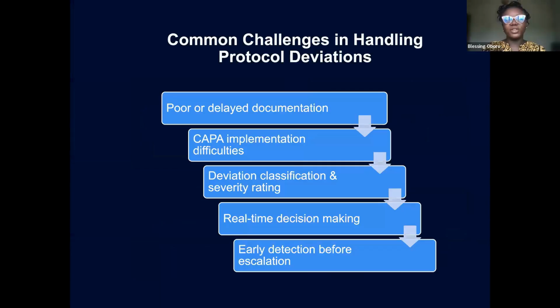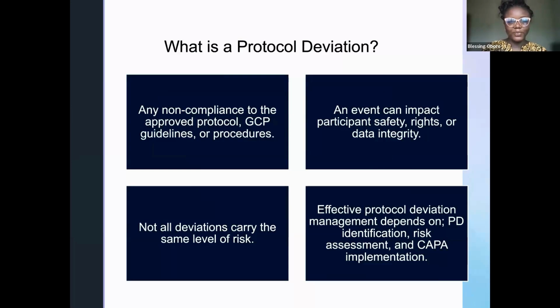We know that a protocol deviation is any non-compliance to the protocol. I usually tell my sites that your protocol is your Bible. Just as you have to keep to the holy book, you have to keep to what the protocol says. So any non-compliance to what the protocol implies, or to GCP, many of us already took the GCP training, the GCP guidelines or procedures, and any event that can impact participant safety, their rights, or even data integrity in the long run can be considered a protocol deviation.